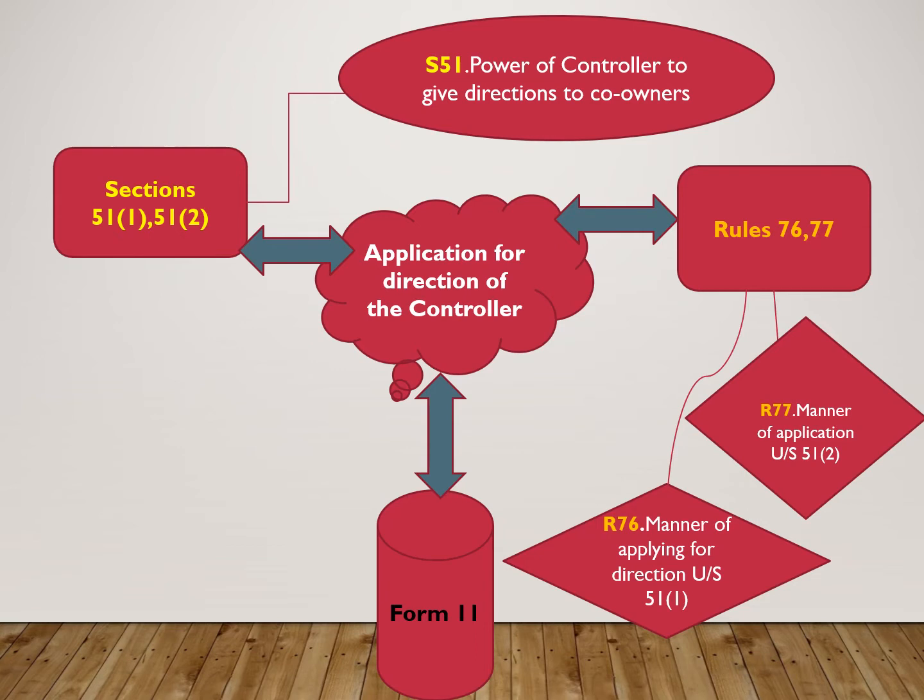So you can see the keyword here is the direction of the controller. Fine. And another keyword here is the co-owners. I'm just establishing a relationship here between these forms, sections and rules, but when you go deeper into the descriptions of the sections and rules, you will have a very deep knowledge of this. So we can proceed now, I guess.